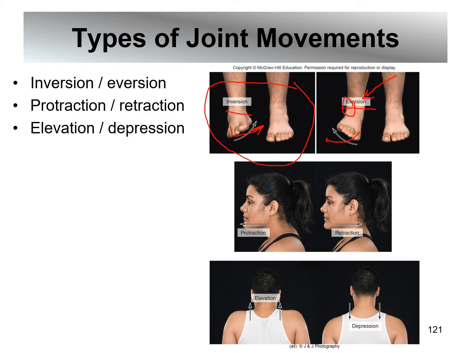And then the last two movements: protraction, sticking something forward, retraction, pulling it back in, versus elevation, raising my shoulders, and depression, pushing them down. So that would be on it. As far as articulations go, the two main things to really make sure you know are the 6 joint types and these different types of joint movements. Those would be the bulk of the questions from this.